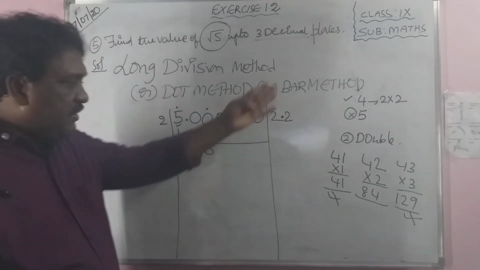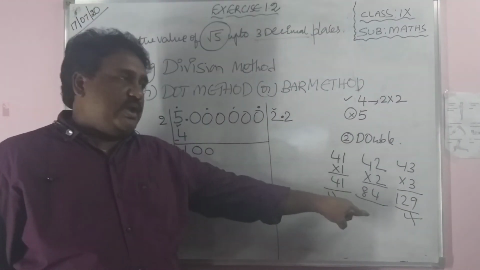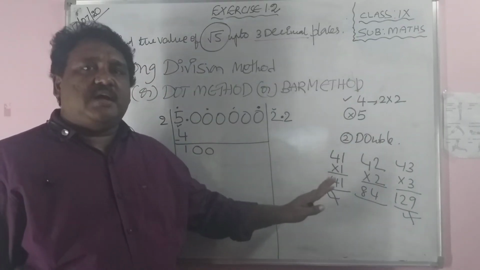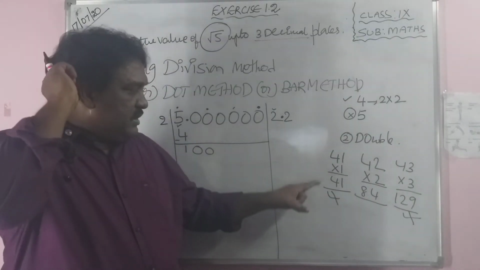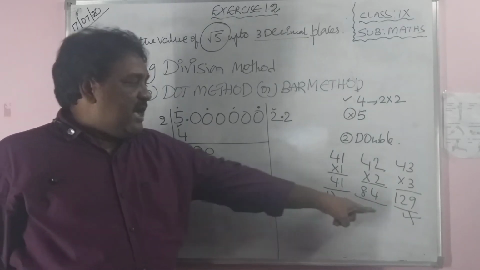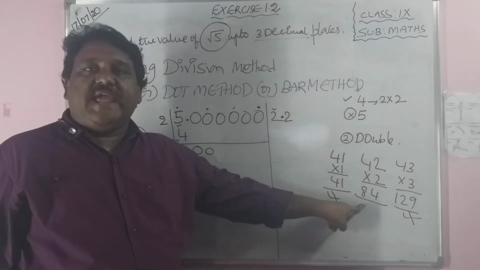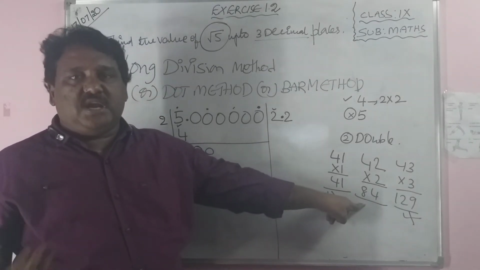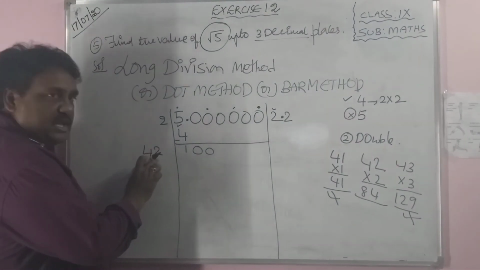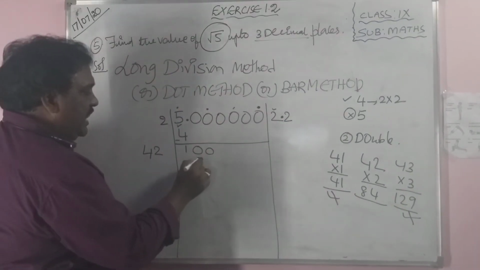Okay? Do the rough work. 41 into 1, 41. 42 into 2, 84. 43 into 3, 129. We are doing verification. The first one is not okay, it is very less. The last one is not okay, it is more. What is the nearest number? 84. 84 is near to 100. Then, how many times? 2 times. Write 2 here. Write 2 there also. 2 into 42, 84.